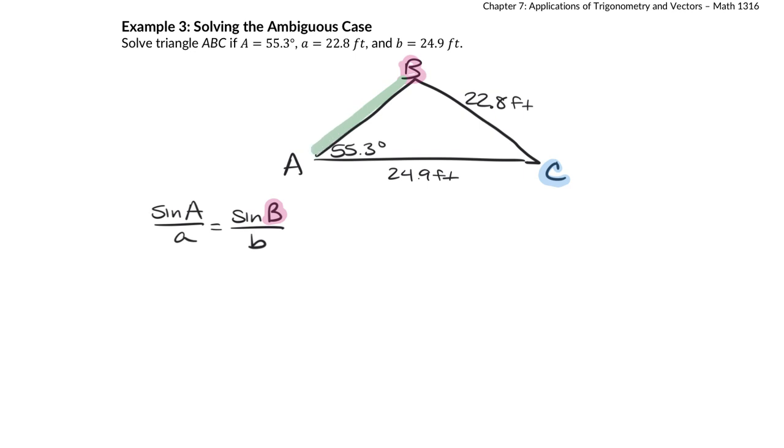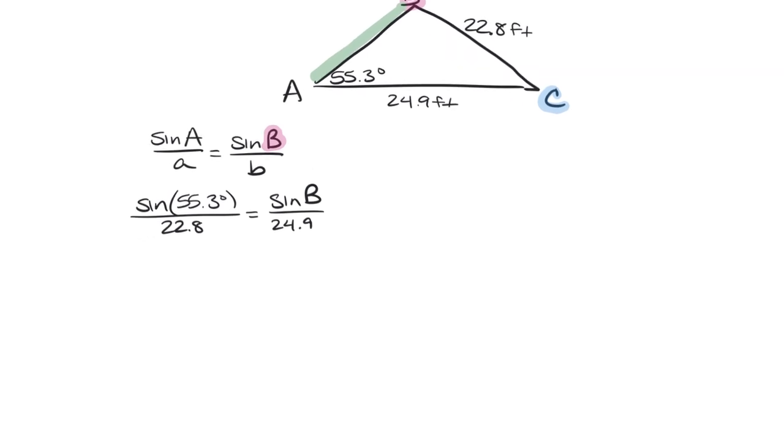Fill in what we know. Big A is 55.3 degrees. Little a is 22.8 feet. We don't know big B, so we leave it there. And we know little b is 24.9 feet. I don't know why I put the FT for feet in my equation, get that out of there. We cross multiply and divide. How are we feeling on that part? Do we feel good? Okay, great.